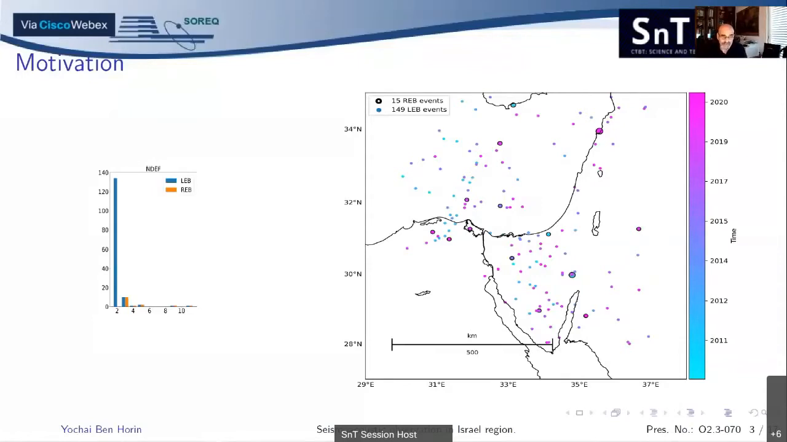We see that most of the LAB events are created using two stations with four pieces of information, azimuth and time. I will show it later. And the REB events, with the REB criteria, it's always 3 stations and above. Those two events we will see immediately, those as calibration events. And I want you, if only to remember what is 500 kilometers on this map.